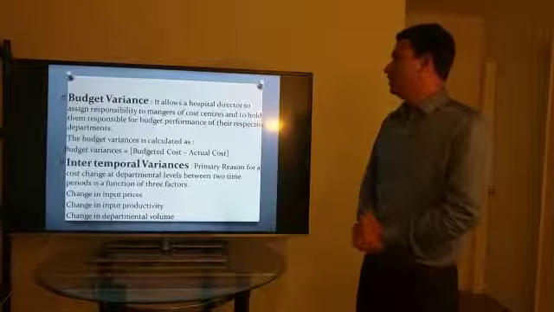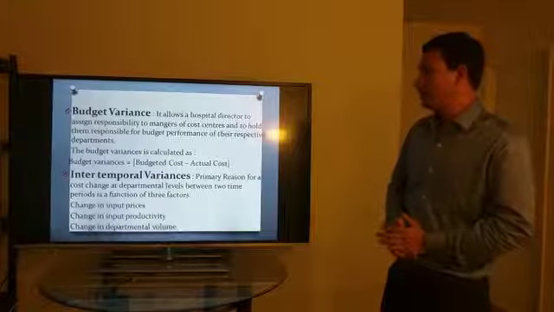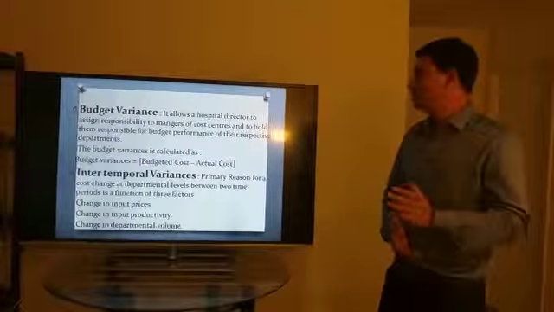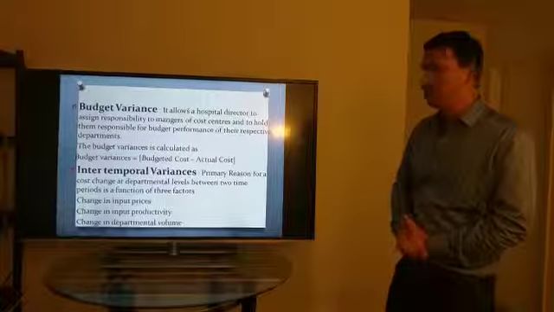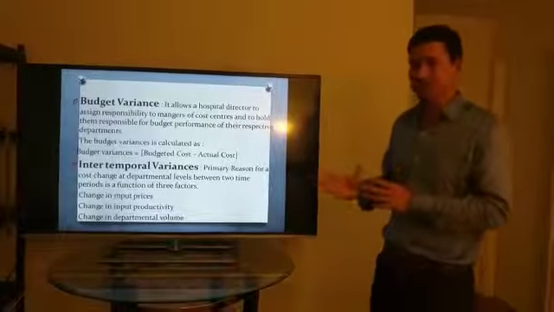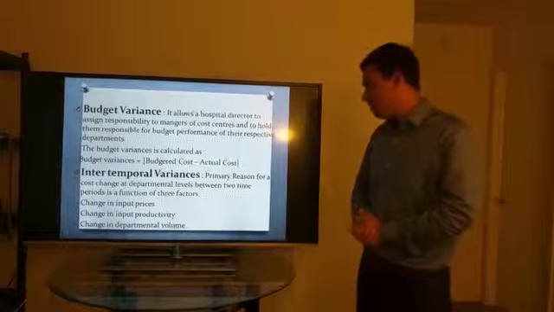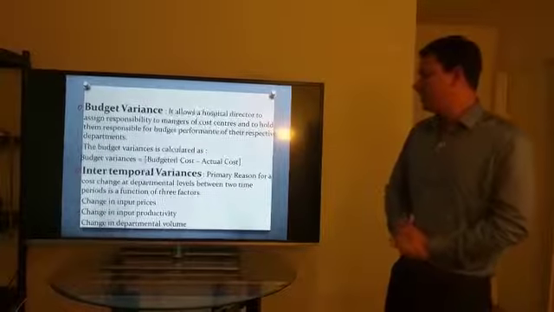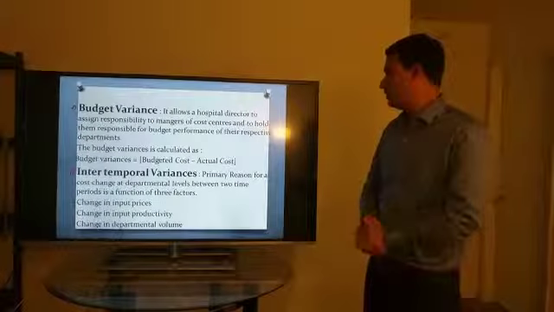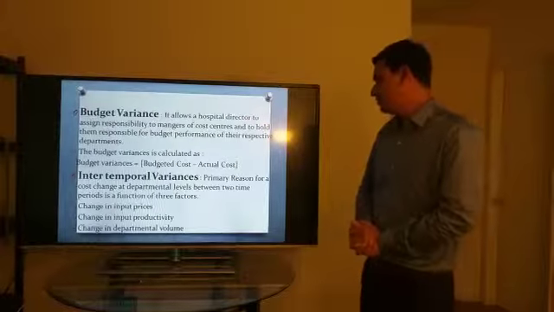The other one is the budget variance. This allows a hospital director to assign responsibility to managers of cost centers and to hold them responsible for budget performance of the respective departments. So if there is a budget allotted to the hospital, for that budget performance we can use this tool. Budget variance is calculated as budget cost minus actual cost. And the other tool is intertemporal variances.